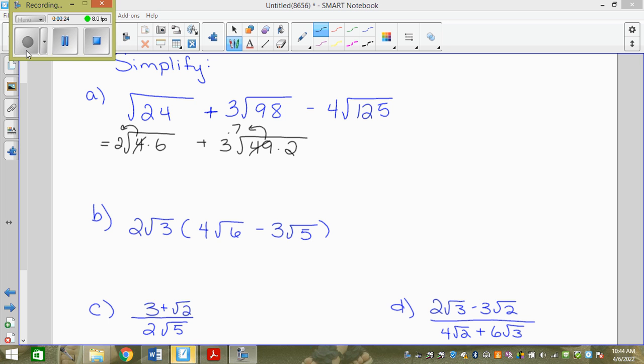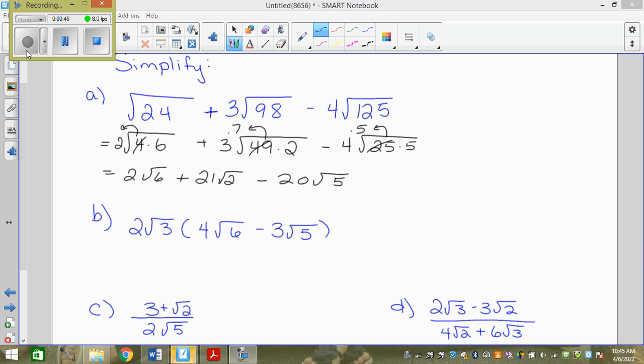Then 125 can break down into 25 and 5. The 25 comes out and it is a 5. Okay. So we have 2 root 6 plus 21 root 2 minus 20 root 5. And I put them all together because obviously I can do that.